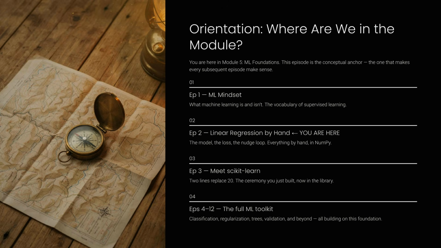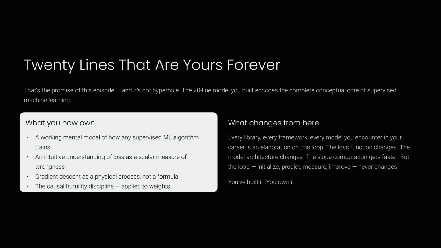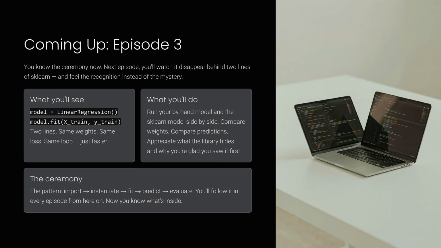To help orient you, this episode is the second in Module 5. It acts as the conceptual anchor, providing the necessary foundation for the more advanced topics we will explore throughout the rest of this module. The 20 lines you have built today are yours forever. You now own a working understanding of how supervised algorithms train, how loss measures performance, and the physical intuition behind gradient descent. Looking ahead, the next episode will show how this ceremony is handled by scikit-learn.